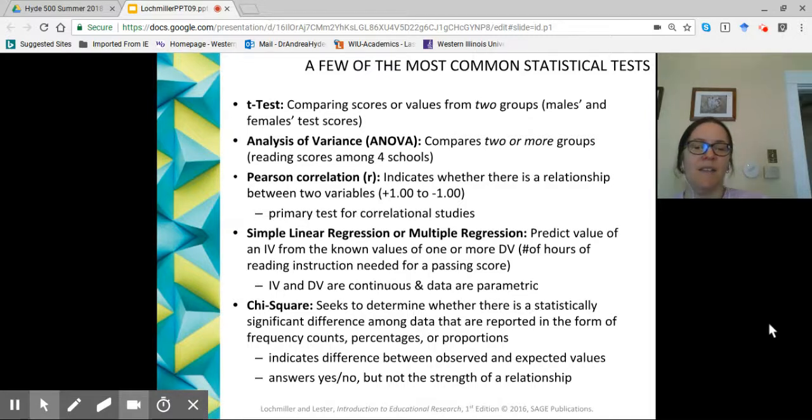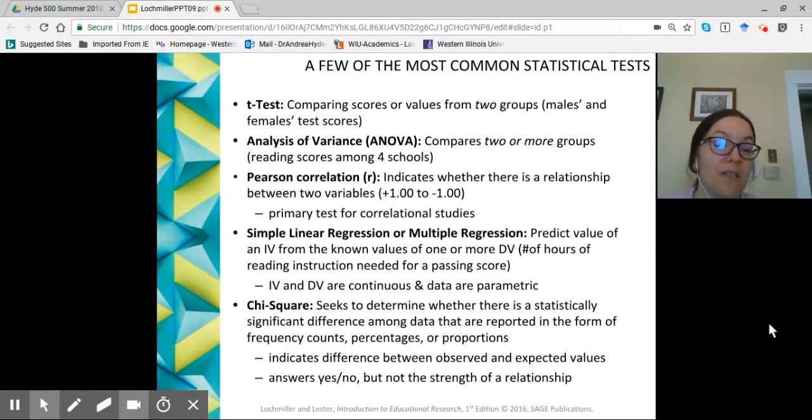ANOVA means analysis of variance. This is a test that you're going to use to compare two or more groups. So maybe you have reading scores among 4 groups, and this is just a more complicated statistical test. So again, I'm happy, right, that you're going to have Excel or SPSS to tell you whether there are significant differences between two groups and among 3 or more groups.